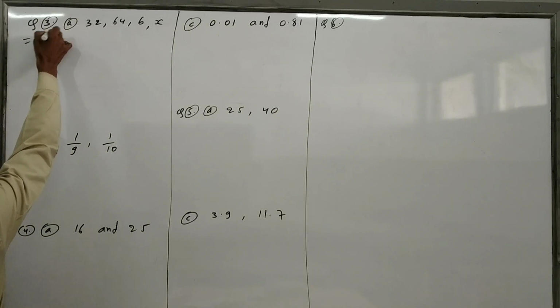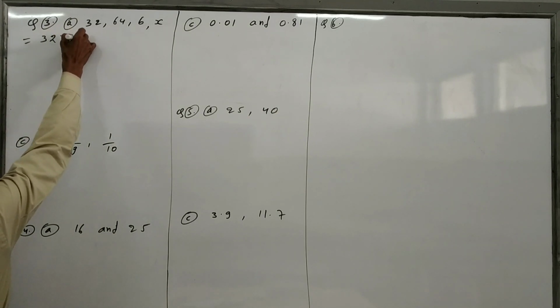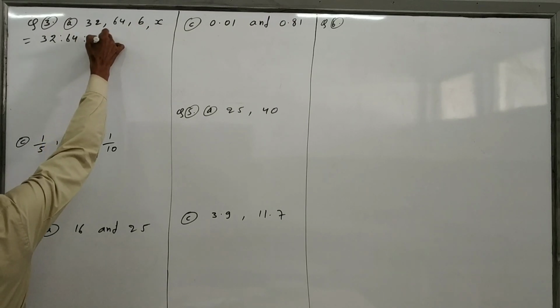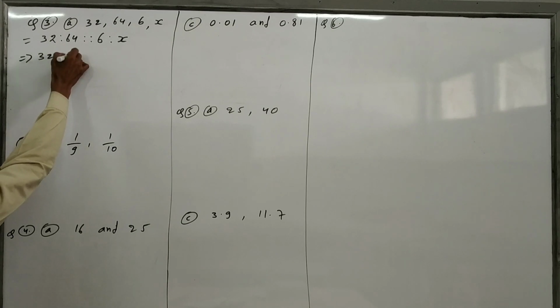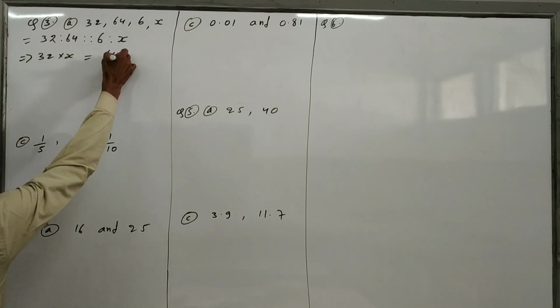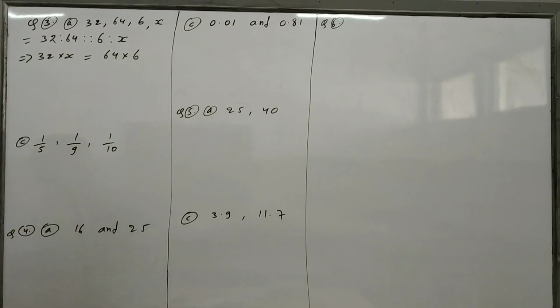32 ratio 64 proportional 6 ratio x. Here the proportional is given, so multiply 32 into x. We write it like this: 32 into x is equal to 64 into 6. Now here 32 is there, and this is what we have to find. So how will we find it?